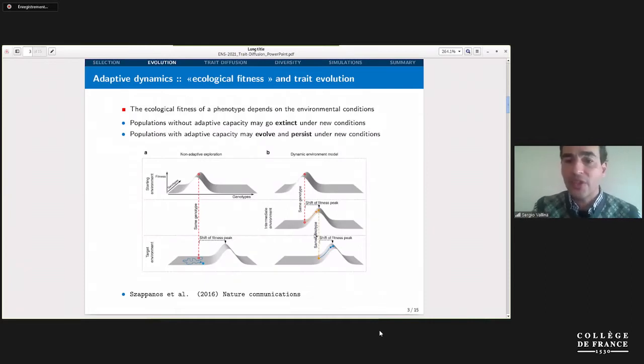So that's for the selection part, how a given ecotype or physiological trait can get selected in a given environment. Now I'm going to talk a little bit about the potential for adaptation.